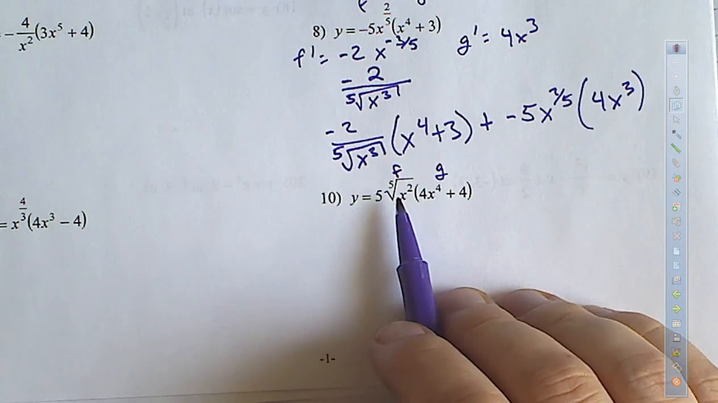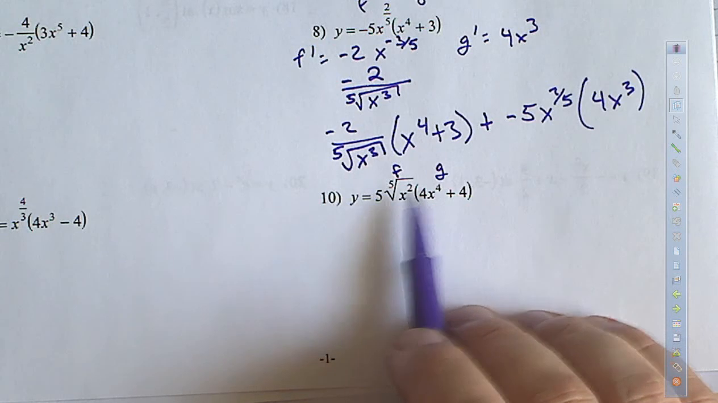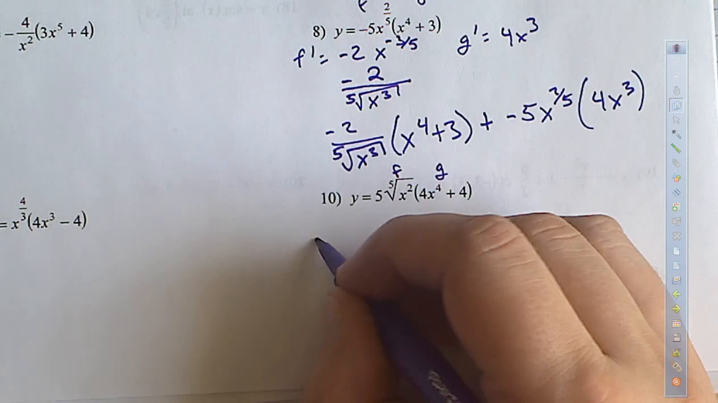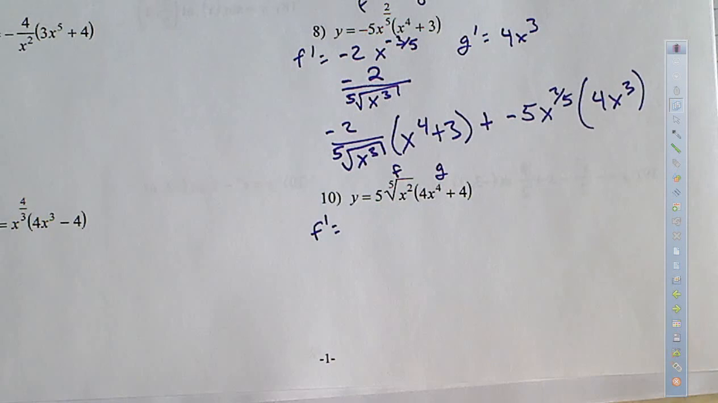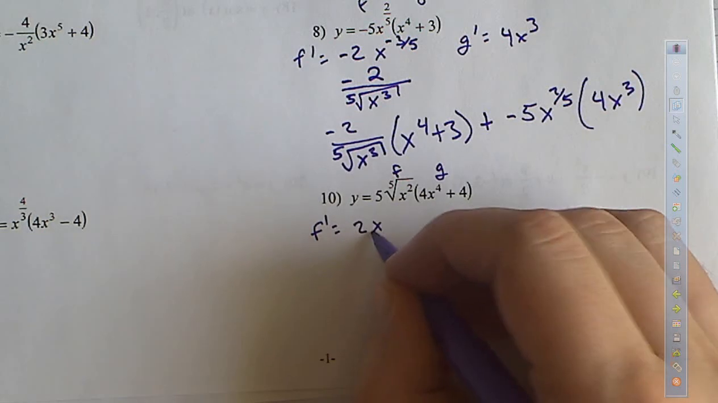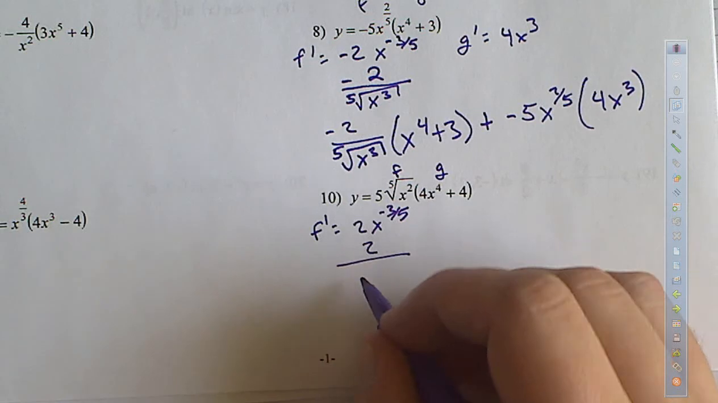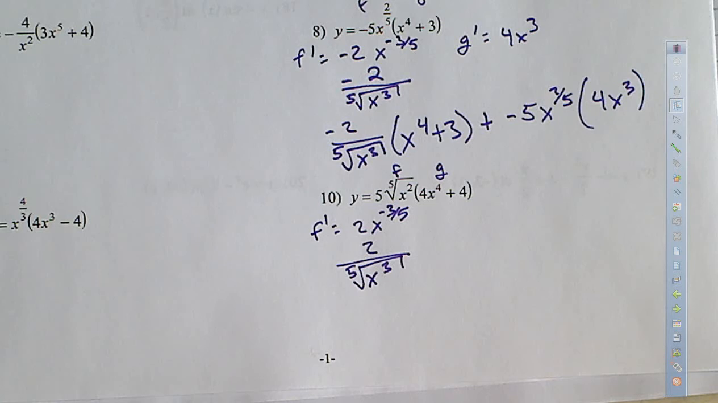So F prime, I have to understand that this is really 5 times x to the 2/5 power. So F prime is going to be 10 over 5, which is 2, x to the negative 3/5, which is really 2 over the 5th root of x to the 3rd. So there's F prime. G prime is nice and easy. What's G prime, anybody? 16x to the 3rd. Cool.